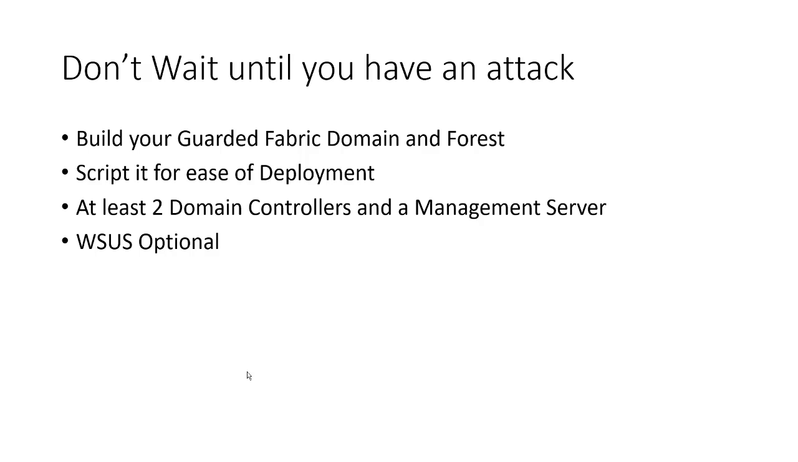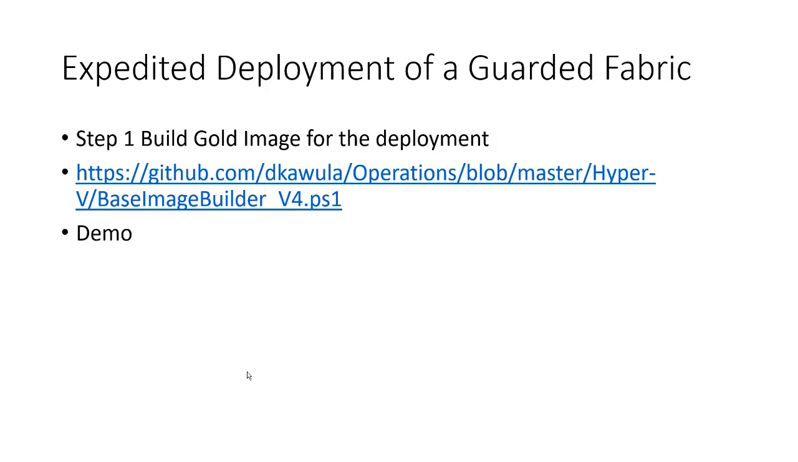For your guarded fabric environment, you're going to want at least 2 domain controllers and a management server, with a WSUS server as an optional piece. You can build it out as big as you want, and you could use this for a simulated lab environment. But what I've done is convert my big demo code that I've used for years, and I've turned it into a production fabric builder script.